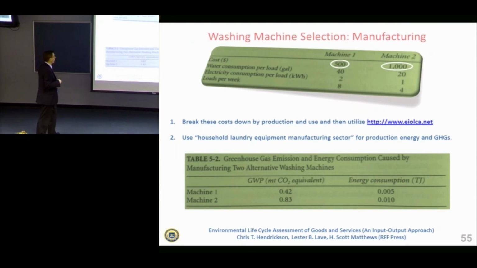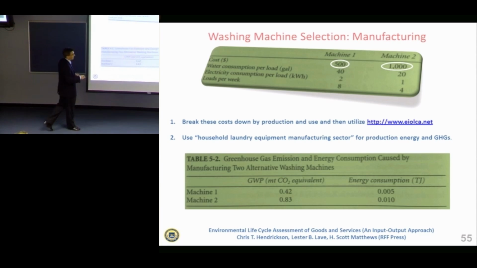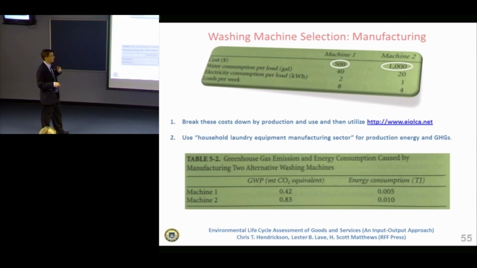Okay, so according to the EIO LCA database at Carnegie Mellon, if you look at $500 going into the household laundry equipment manufacturing sector, then that $500 is going to lead to about half a megaton of carbon dioxide equivalent, half a megaton. And then about 5 megajoules of energy consumption. This is 0.005 terajoules. Gigajoules. I'm sorry, it's gigajoules.